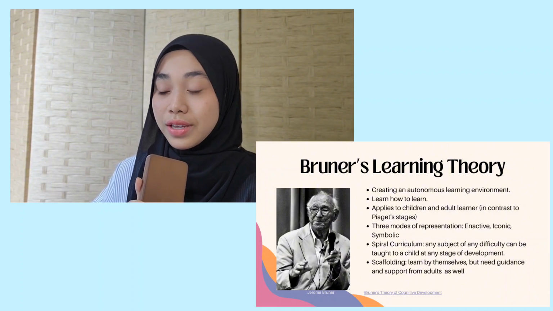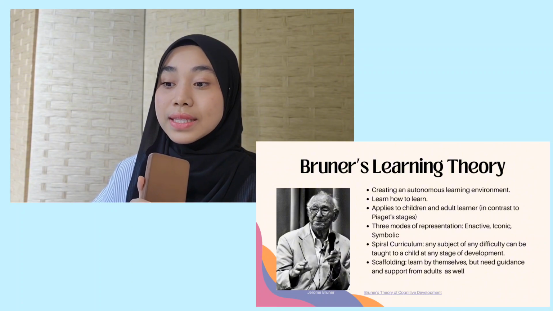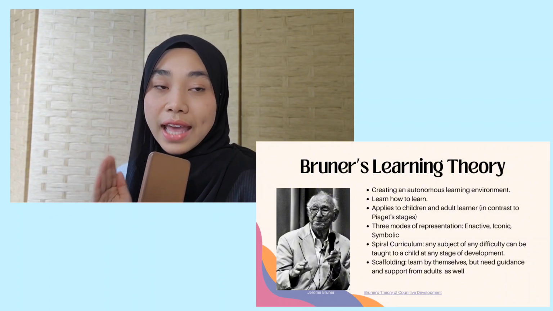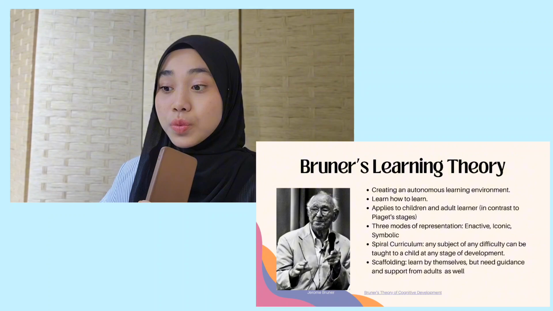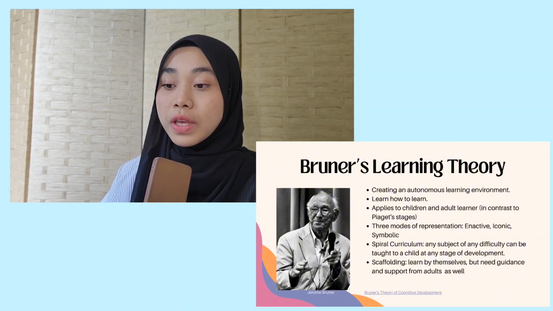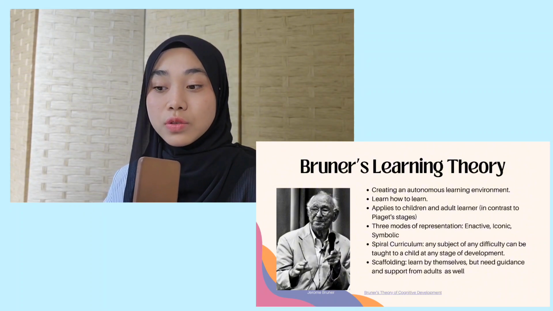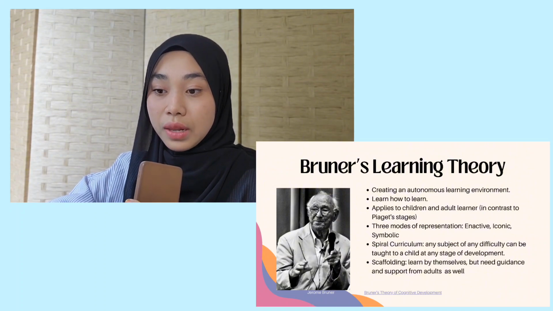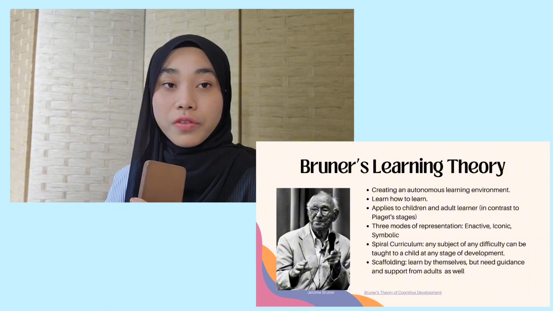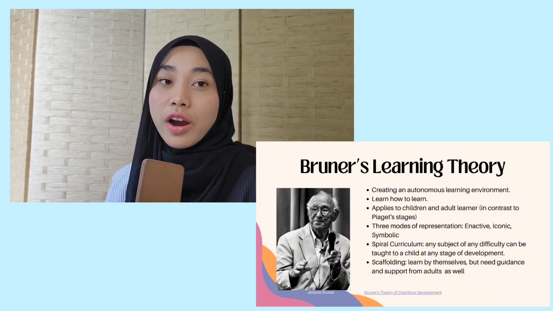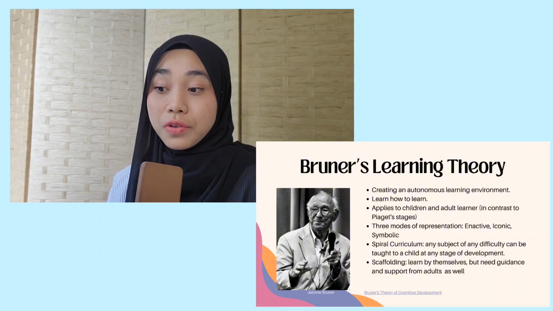Bruner's learning theory. Jerome Bruner was an American psychologist who made important contributions to cognitive psychology and educational psychology. According to Bruner, education should aim at creating an autonomous learning environment, with learners essentially learning how to learn. It applies equally to children and adult learners alike. Through his research on children's cognitive development, Bruner proposed three modes of representation, which form a part of his learning theory. So what are these modes of representation that Bruner referred to?